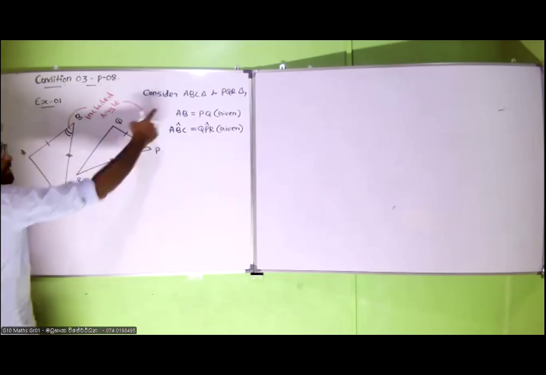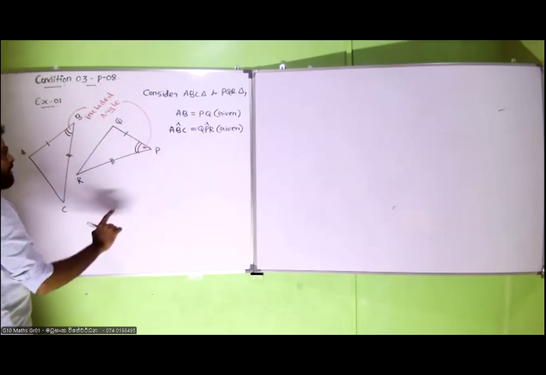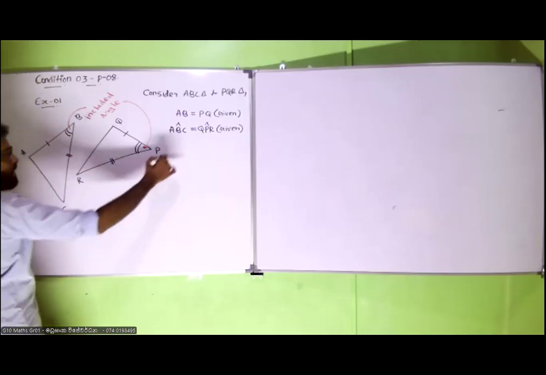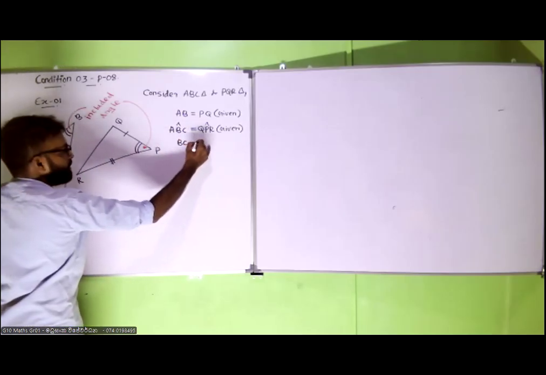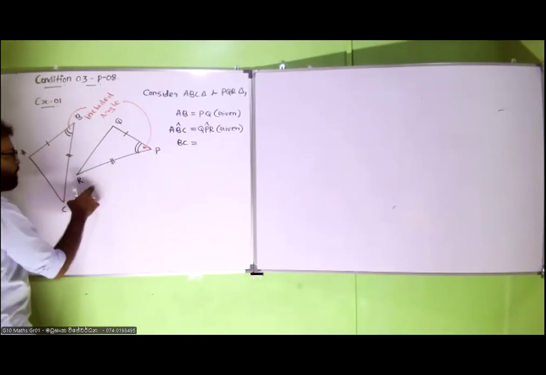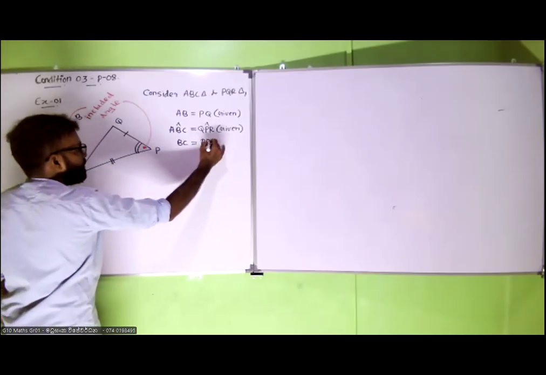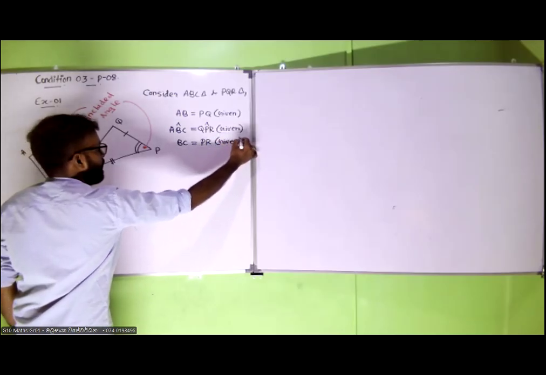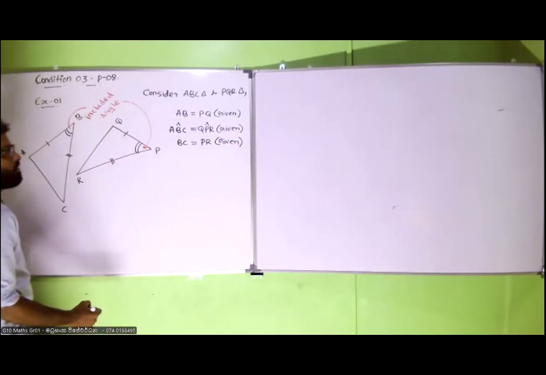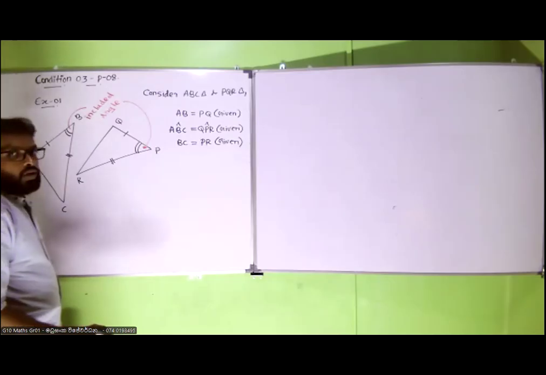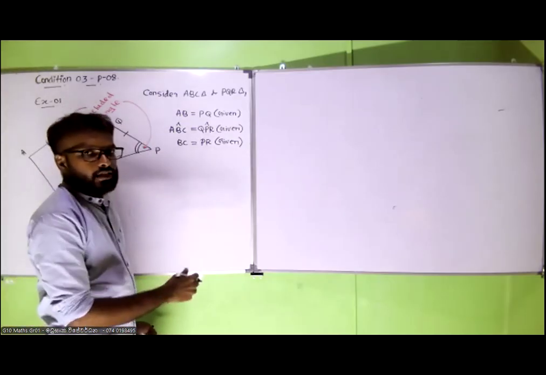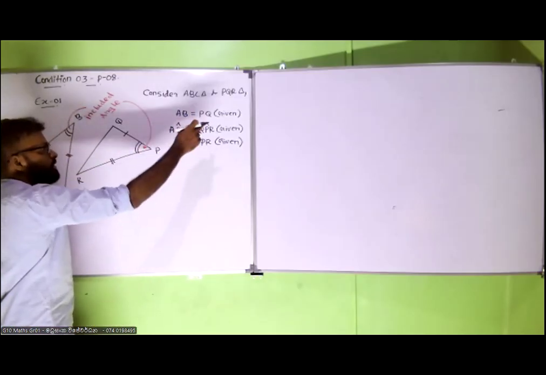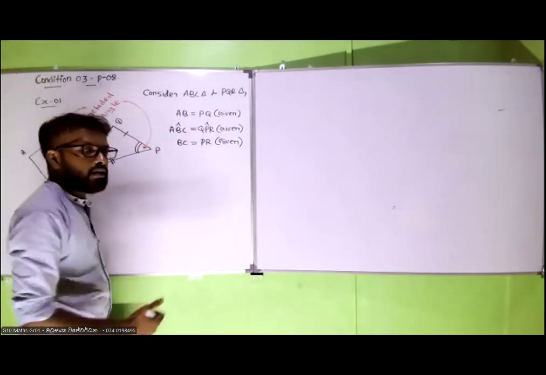Side, angle, okay. Again, side. BC side equals PR side. What is the reason? Given. Okay, you can write it with me. Very simple thing, right? AB equals PQ, angle ABC equals angle QPR, BC equals PR.